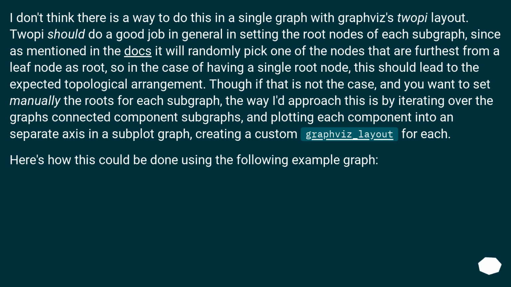Though if that is not the case, and you want to set manually the roots for each subgraph, the way I'd approach this is by iterating over the graph's connected component subgraphs, and plotting each component into a separate axis in a subplot grid, creating a custom graphviz layout for each. Here's how this could be done using the following example graph.